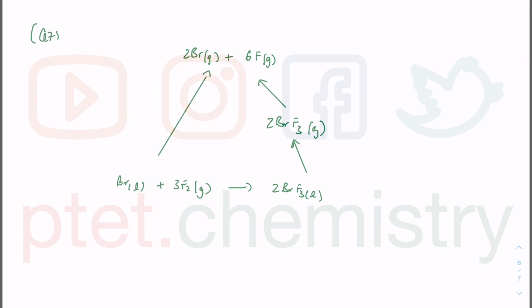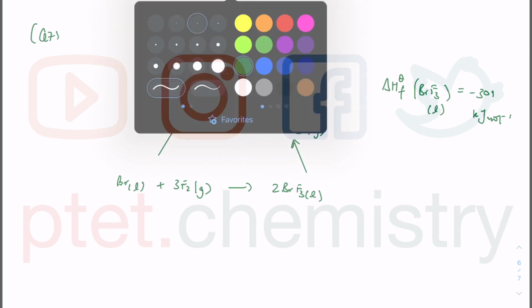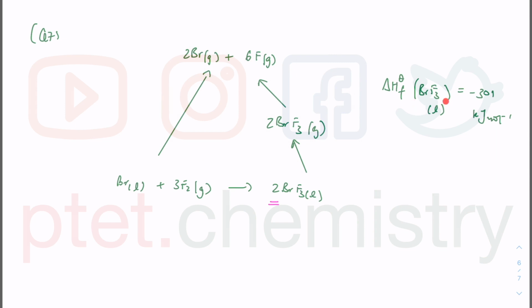So what we have is the enthalpy of formation. This is the data given. We just need to process the data. The formation of the liquid bromine trifluoride is minus 301 kilojoule per mole. So let's try and find that. We are trying to form it from its elements in their standard states. So this thing is 2 times the formation of BrF3 because we are forming 2 moles of it. This is defined as the enthalpy change when you form 1 mole of the substance. You are forming 2 moles of the substance from its elements in its standard state. So this is going to be minus 301 multiplied by 2.